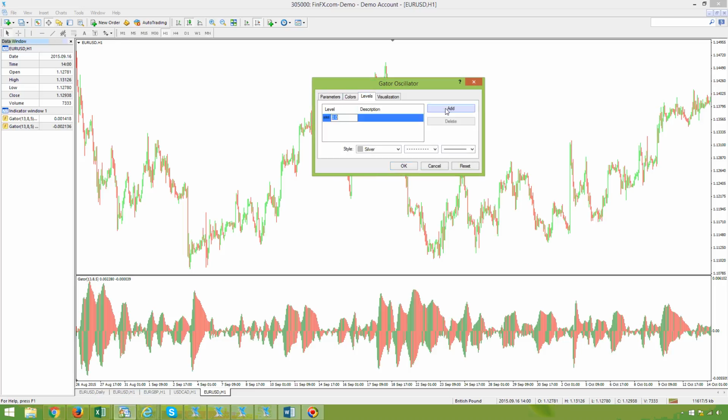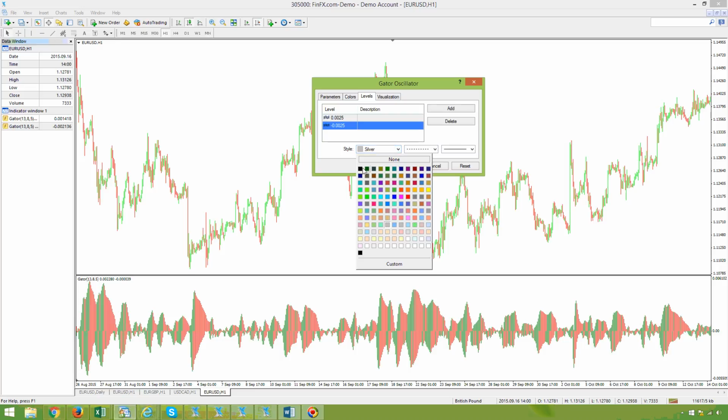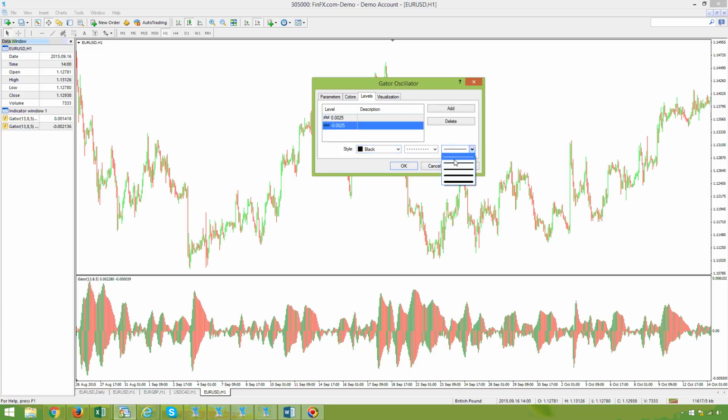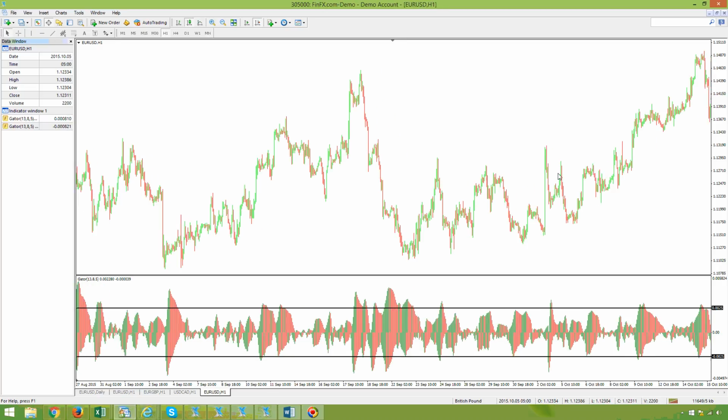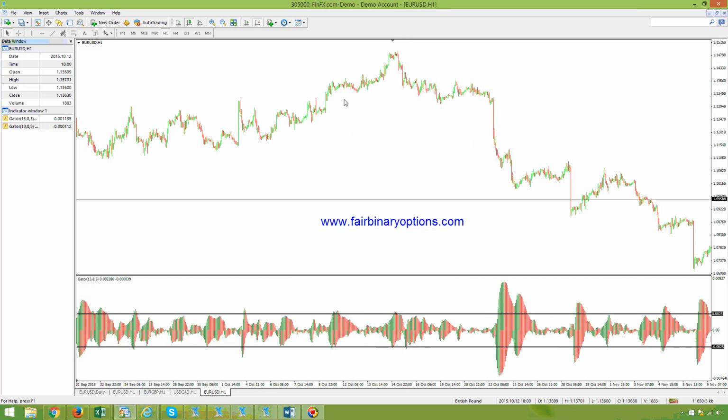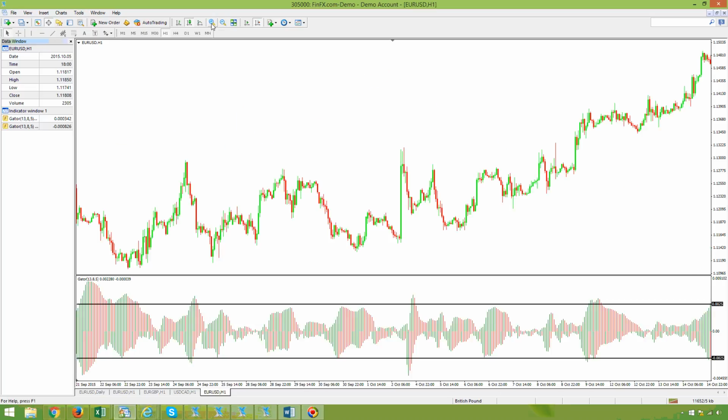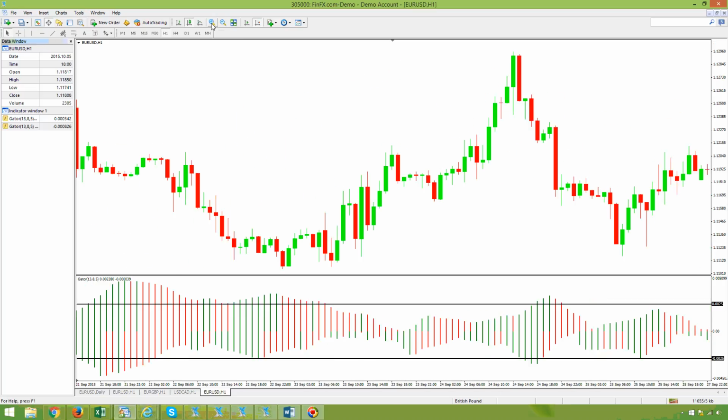We add the level, 0.0025 as a positive level, and minus 0.0025 as the negative level. We want to make it as visible as possible. If we click OK, the levels are here on the screen. Now let's zoom in and see what it means, what we should do with these levels.